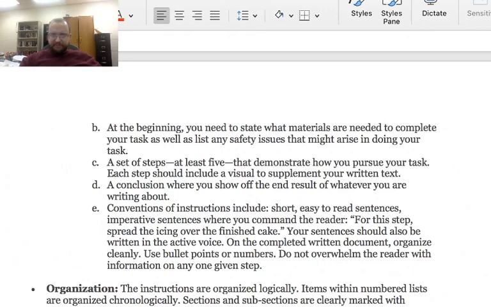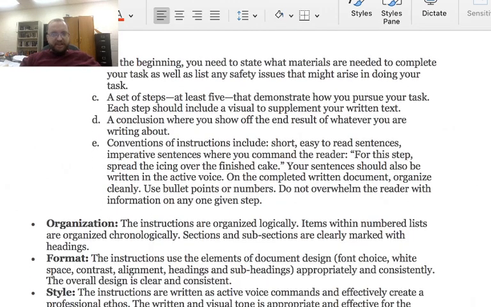Then, of course, starting to talk more about the written document at this point. You want to make sure that you have effective document design. So when you're talking about the written document, you just want to maintain consistency, right? So if you're using bullet points to organize instructions, maintain a consistent style in that way. If you're using numbers, maintain a consistent style.